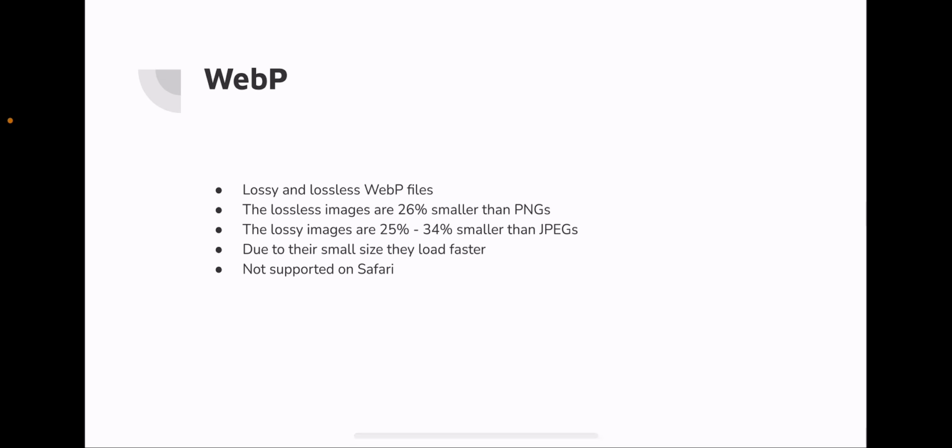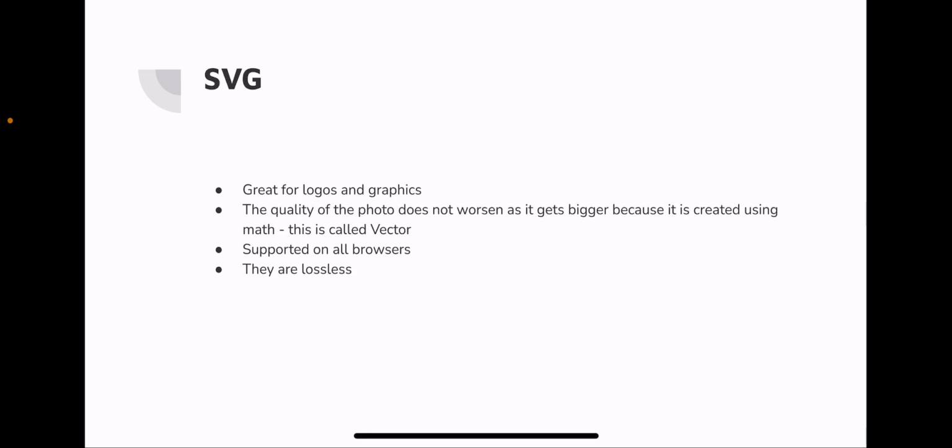Next, we have WebP. So these are lossy and lossless files. The lossless WebP files are 26% smaller than PNGs, which is great, and the lossy images are 25 to 34% smaller than JPEGs. Due to their small size, they load faster, and they're great for sending. They do have a drawback, though, and that is that they're not supported by Safari. So if you're on a website that uses a WebP file, it won't pull up the image, so you won't be able to see that. One of the major drawbacks there.